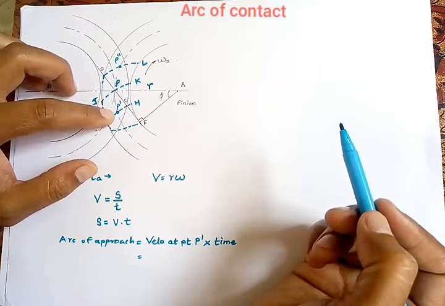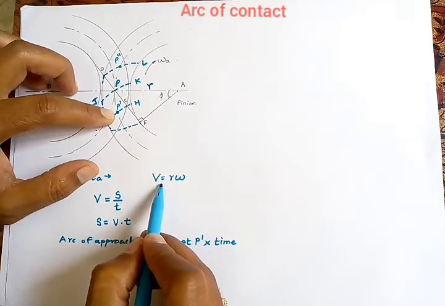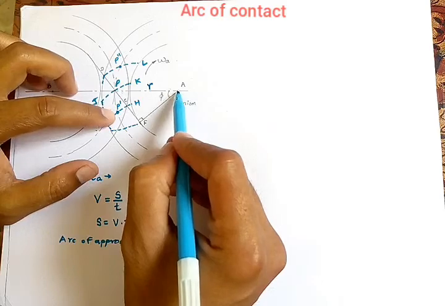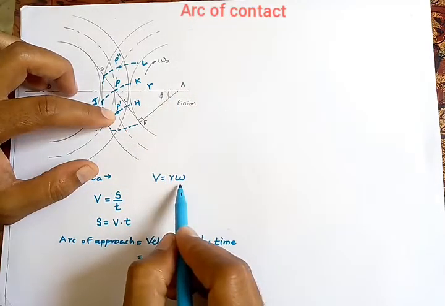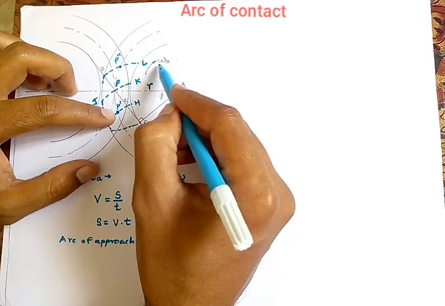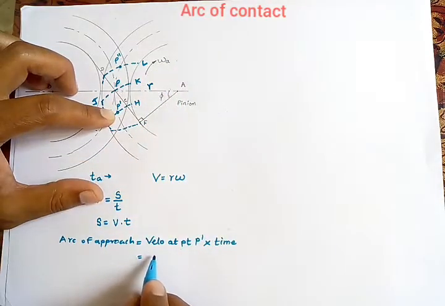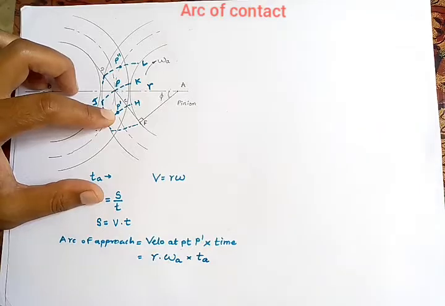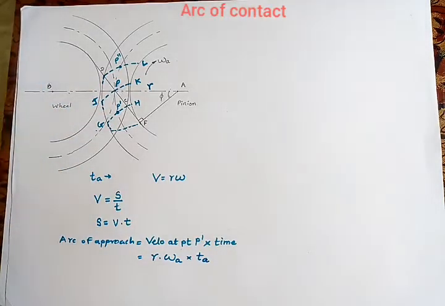So the tangential velocity at point P dash will be r, the distance between A and P dash, into its angular velocity. Its angular velocity is omega A. So the velocity at point P dash, or this tangential velocity, will be r into omega A into time. Time is TA, which is the time of approach.